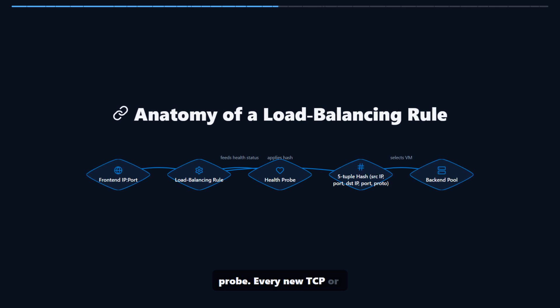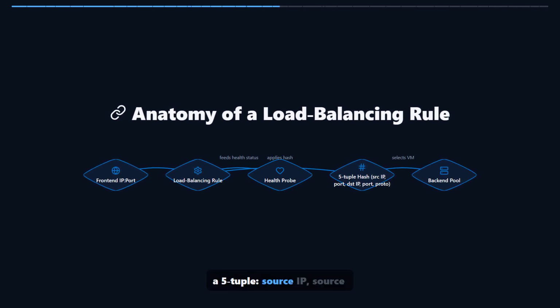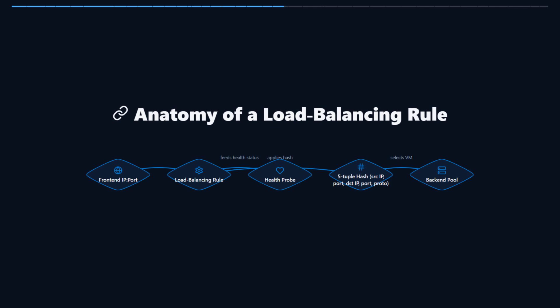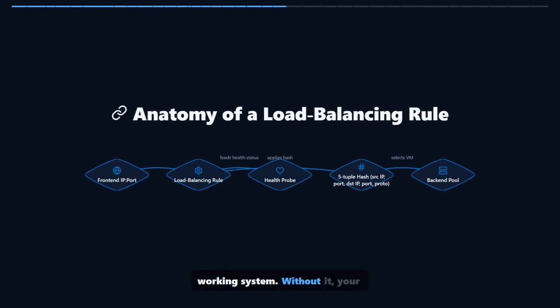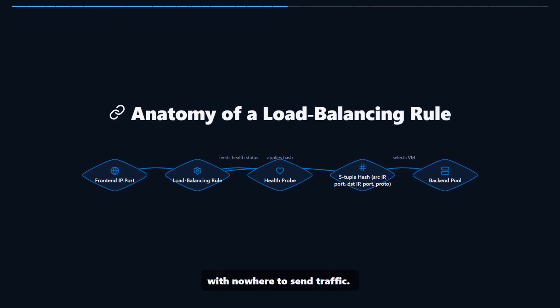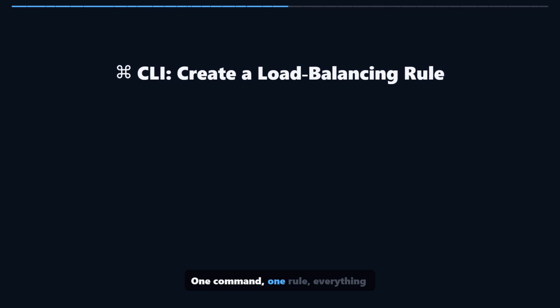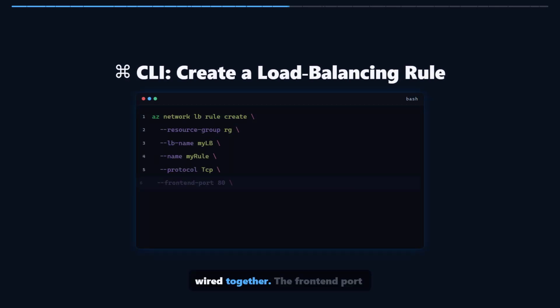Every new TCP or UDP flow gets hashed using a 5-tuple: source IP, source port, destination IP, destination port, and protocol. That hash decides which VM handles the connection. The rule is what ties all those pieces into one working system. Without it, your front-end IP just sits there with nowhere to send traffic. One command, one rule, everything wired together.